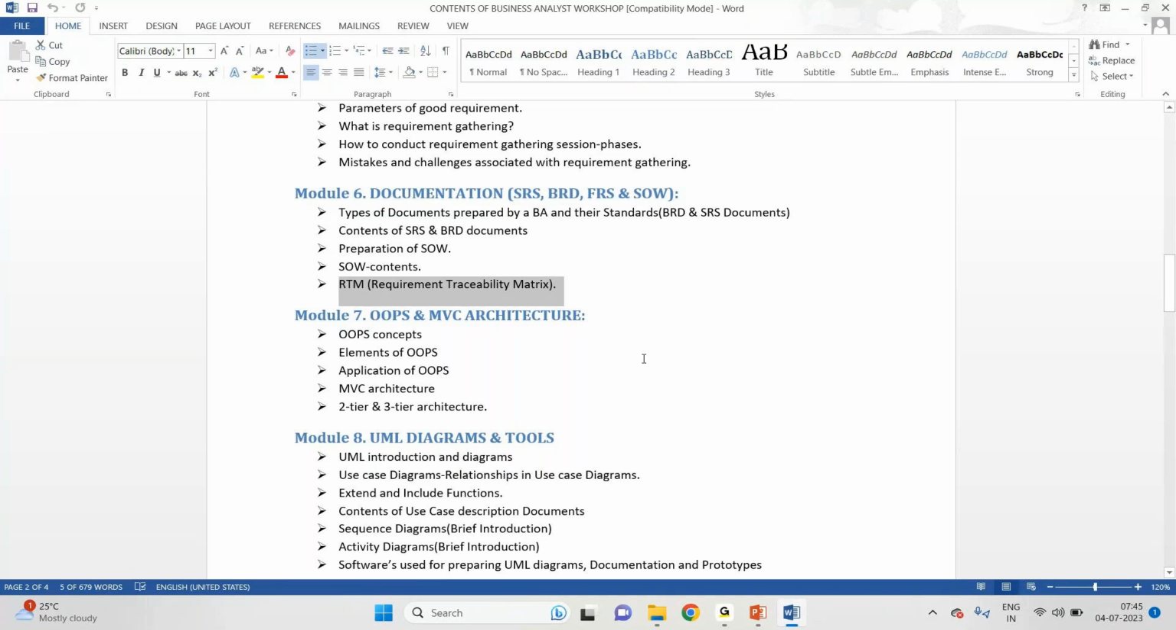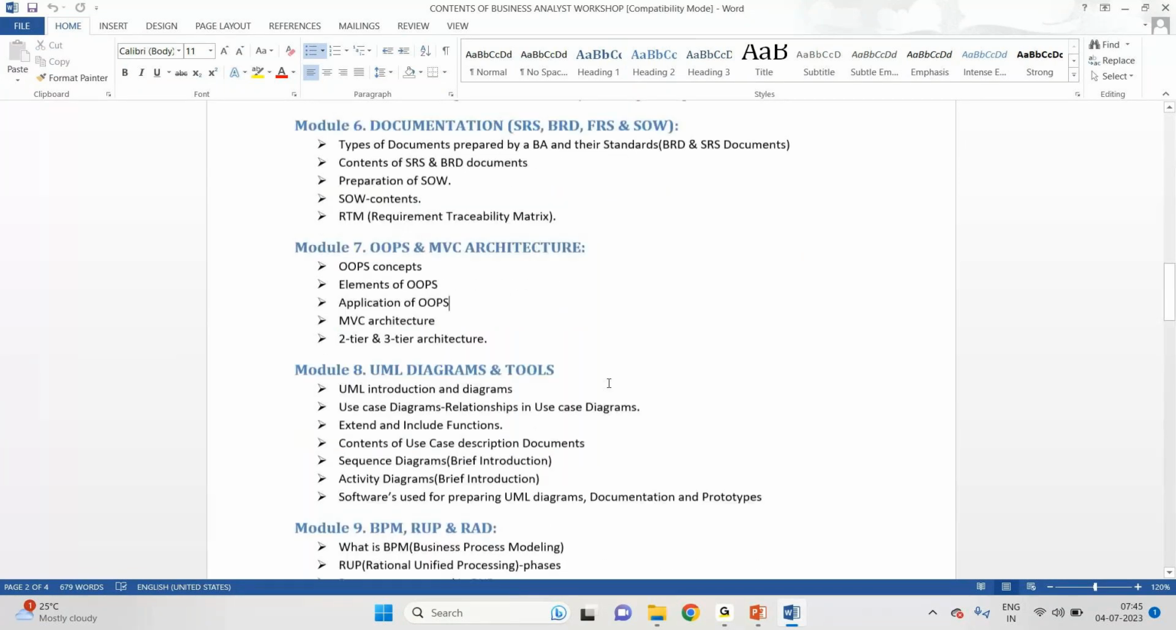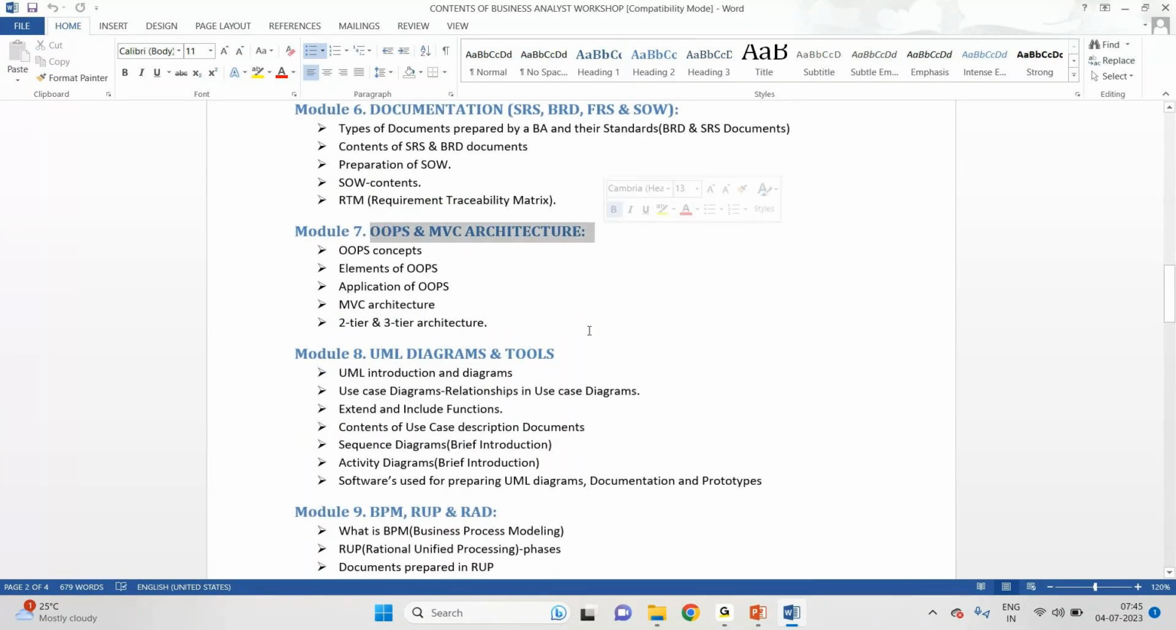Okay. Then module number 7 is all about OOPS and MVC architecture. Here I will be covering what is OOPS concept, elements of OOPS, application of OOPS, MVC architecture, and two-tier and three-tier architecture. Then coming to UML diagrams and tools. Here I will be giving introduction to UML diagrams, and I will explain about use case diagrams, relationships in use case diagrams, and functionalities.